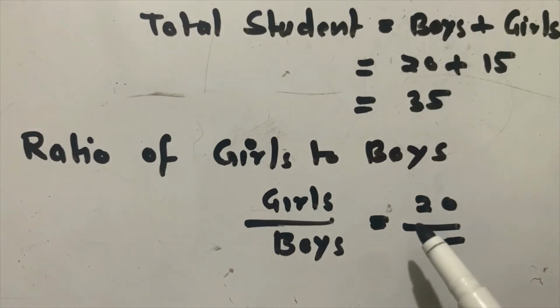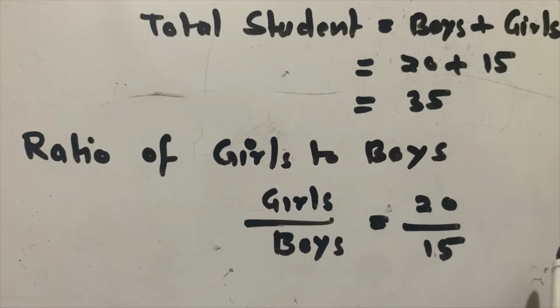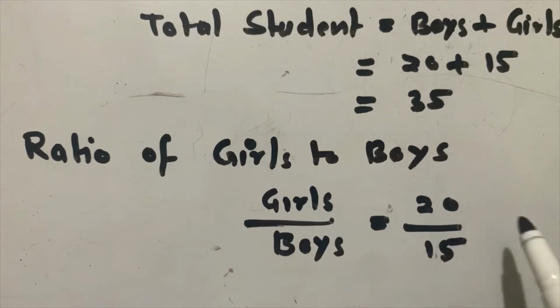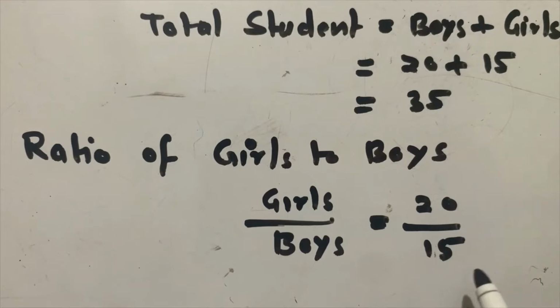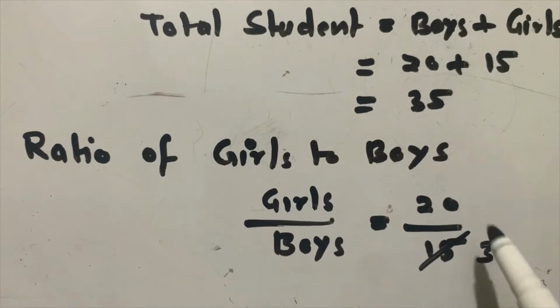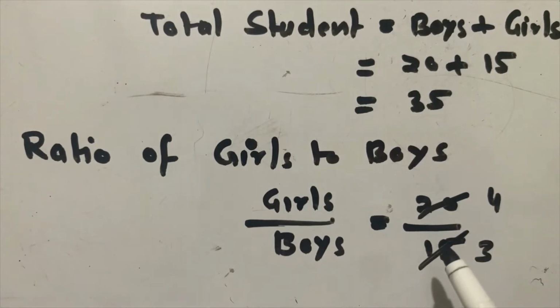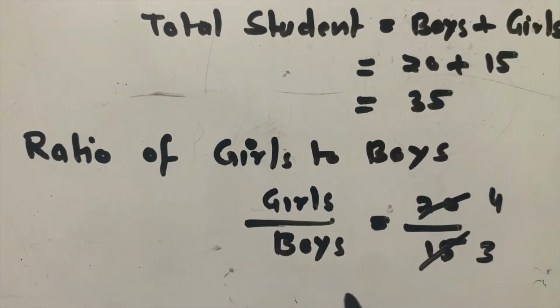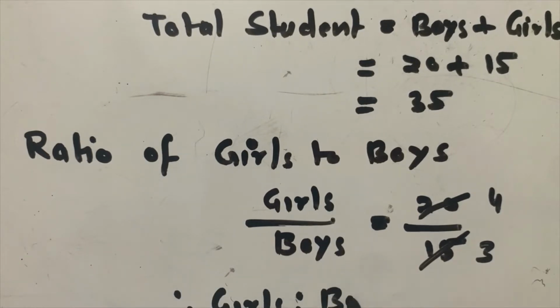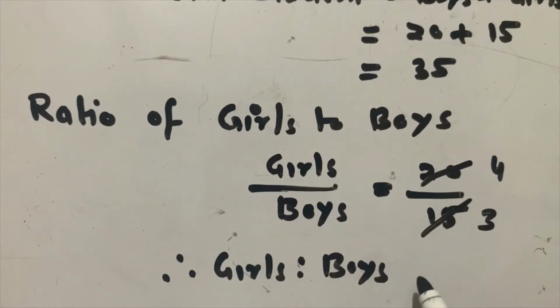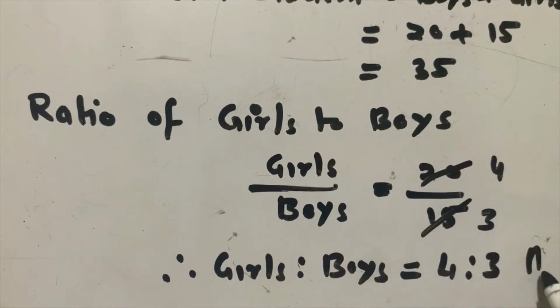20 upon 15. Now if we read the table of 5: 5 ones are 5, 5 threes are 15, 5 fours are 20. Further it cannot be simplified. So the ratio of girls to boys is, therefore, girls to boys is equal to 4:3. Answer.